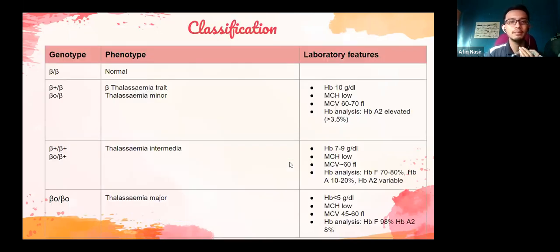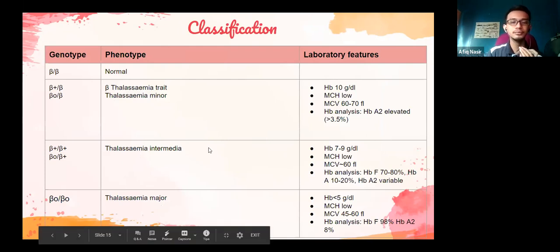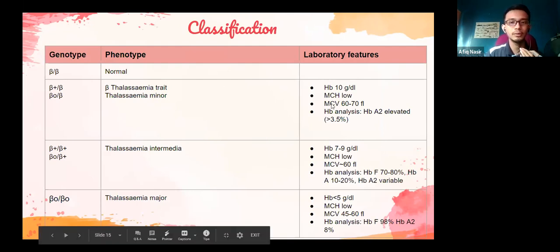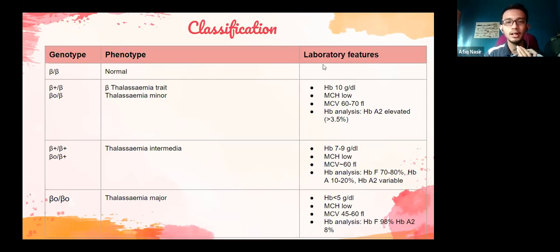So beta thalassemia is classified into beta thalassemia trait, beta thalassemia intermedia, and thalassemia major. Based on the different types of beta thalassemia, we could see different laboratory features, such as in the hemoglobin, MCH, and then MCV, and the HB analysis.